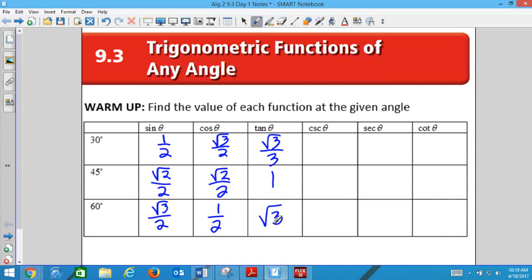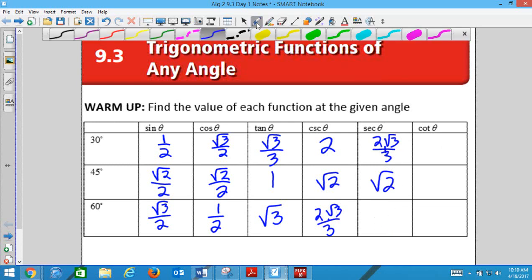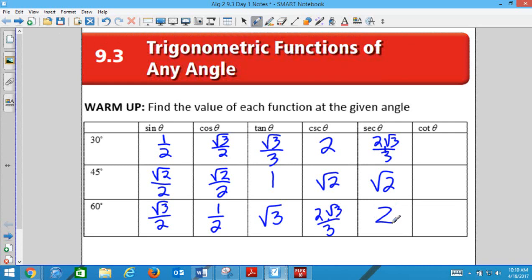Now for this side, what do we do? You just reciprocate all of this. So we'll have 2, we'll have radical 2, and then we'll have 2 radical 3 over 3. And keep reciprocating: 2 radical 3 over 3, radical 2, and 2. And then the cotangent, we just reciprocate all the tangents. So radical 3, 1, and then radical 3 over 3. I did it. Do it by yourself. You're going to have to.